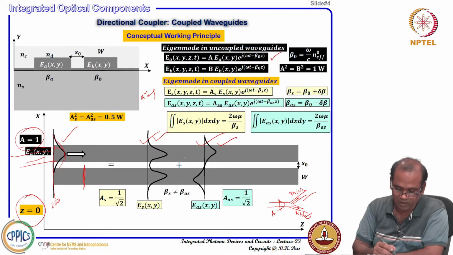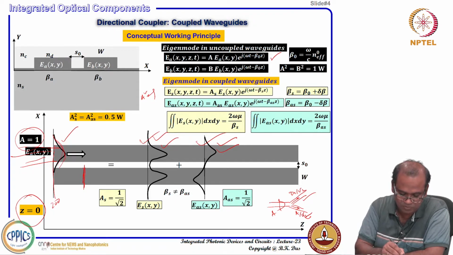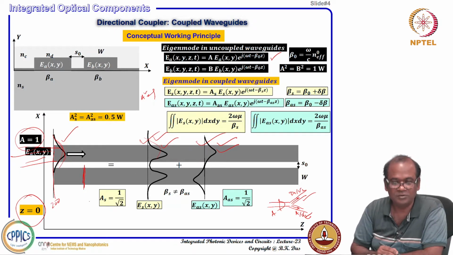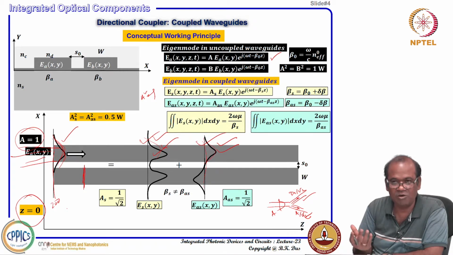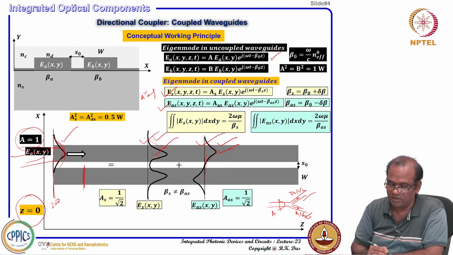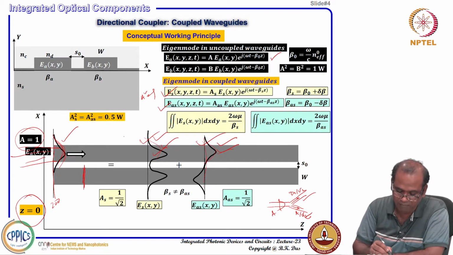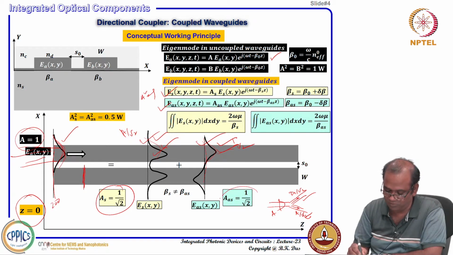In these two options, if you see the overlap of the symmetric mode and the asymmetric mode, the integration of this part gives some excitation value, and this one with this one also gives some value. So it will be coupled, and you will get asymmetric and symmetric mode propagation, but the amplitude will now be 1 by root 2 here and 1 by root 2 here. That is what is given: A s will be 1 by root 2 and A as will be 1 by root 2.